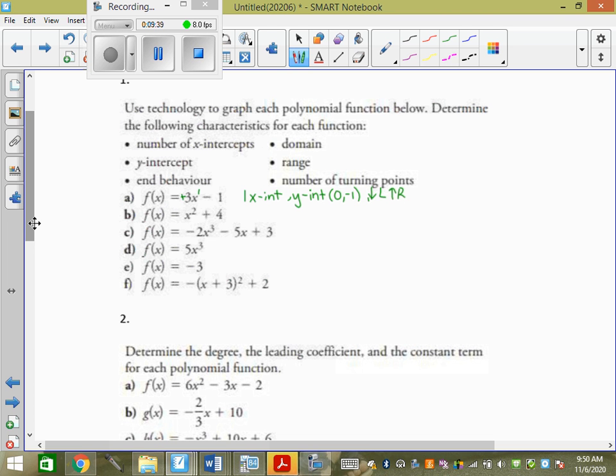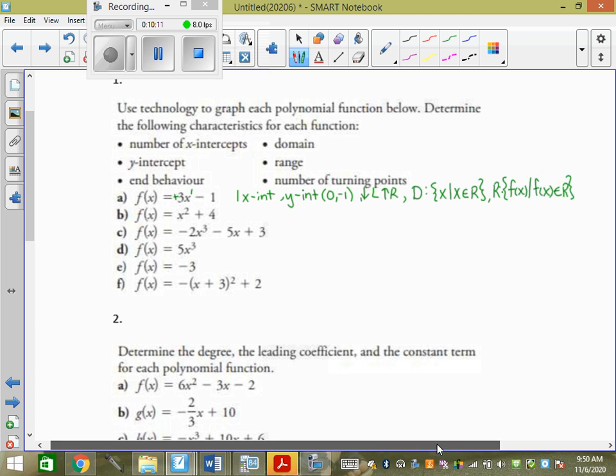Domain. Remember when they disco, what's my domain? x is an element of the reals. Remember when they disco, what's my range? y is an element of the reals. Or in this case, f of x is an element of the reals, because we don't actually have a y. So my domain is x such that x is an element of the reals. My range for this one is f of x such that f of x is an element of the reals.